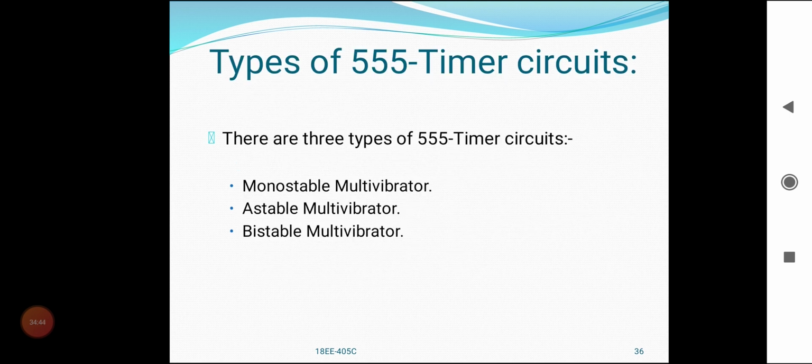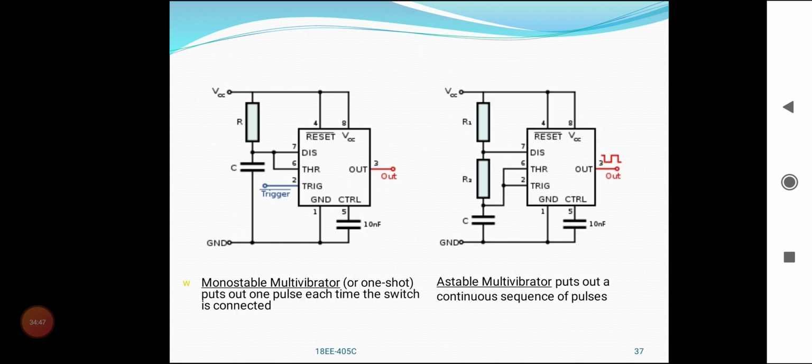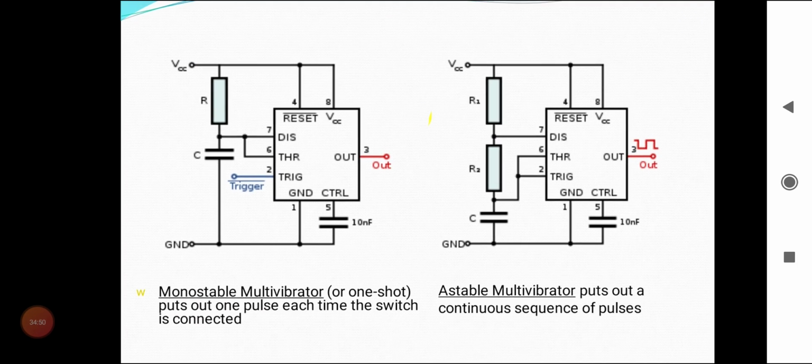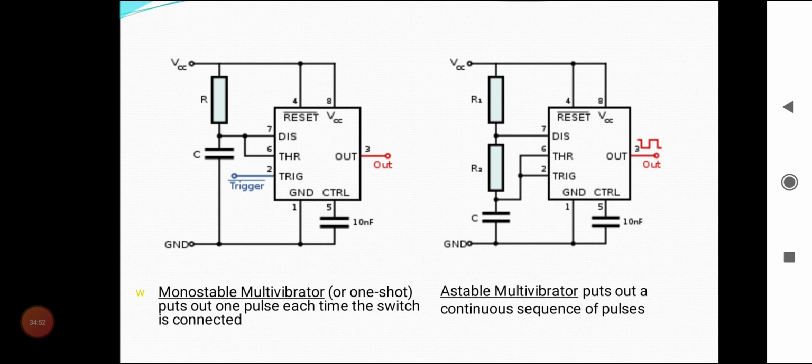There are 3 types of 555 timer circuits: monostable, astable, and bistable. The monostable one shot puts out one pulse each time the switch is connected, so it is a one-pulse generator. Whereas the astable multivibrator puts out a continuous sequence of pulses. The capacitor is charging and discharging continuously.